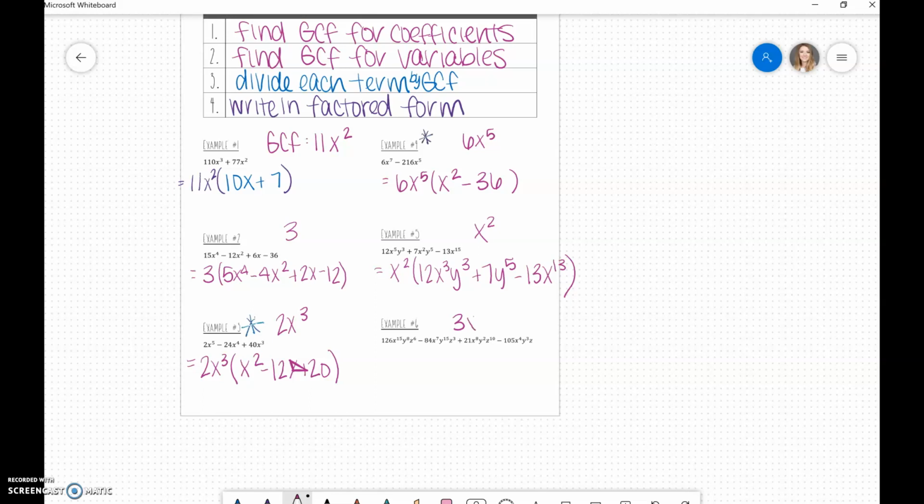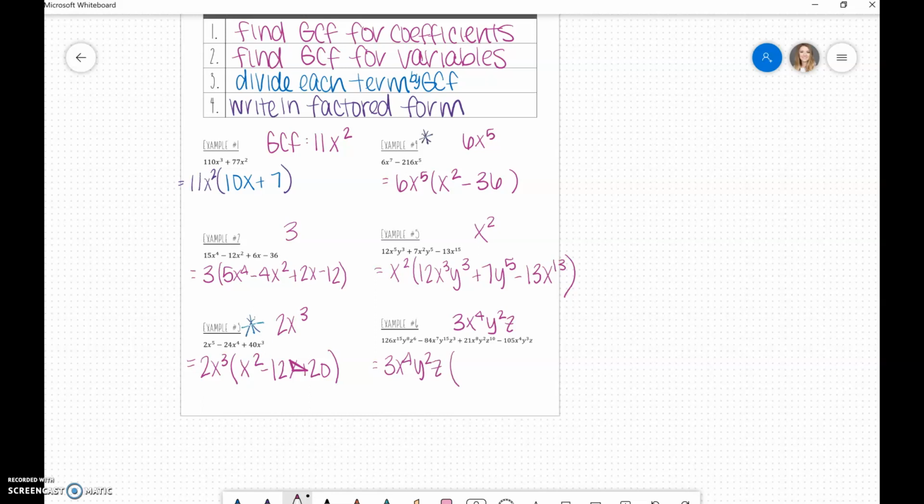The most x's that they all have is 4. We have y to the 8th, y to the 15th, y squared, and y cubed. The most they have is y squared. And then looking at our z's, z to the 6th, z to the 3rd, z to the 10th, and z. So the most they all have is a z. That's our greatest common factor. So we can pull that out front.